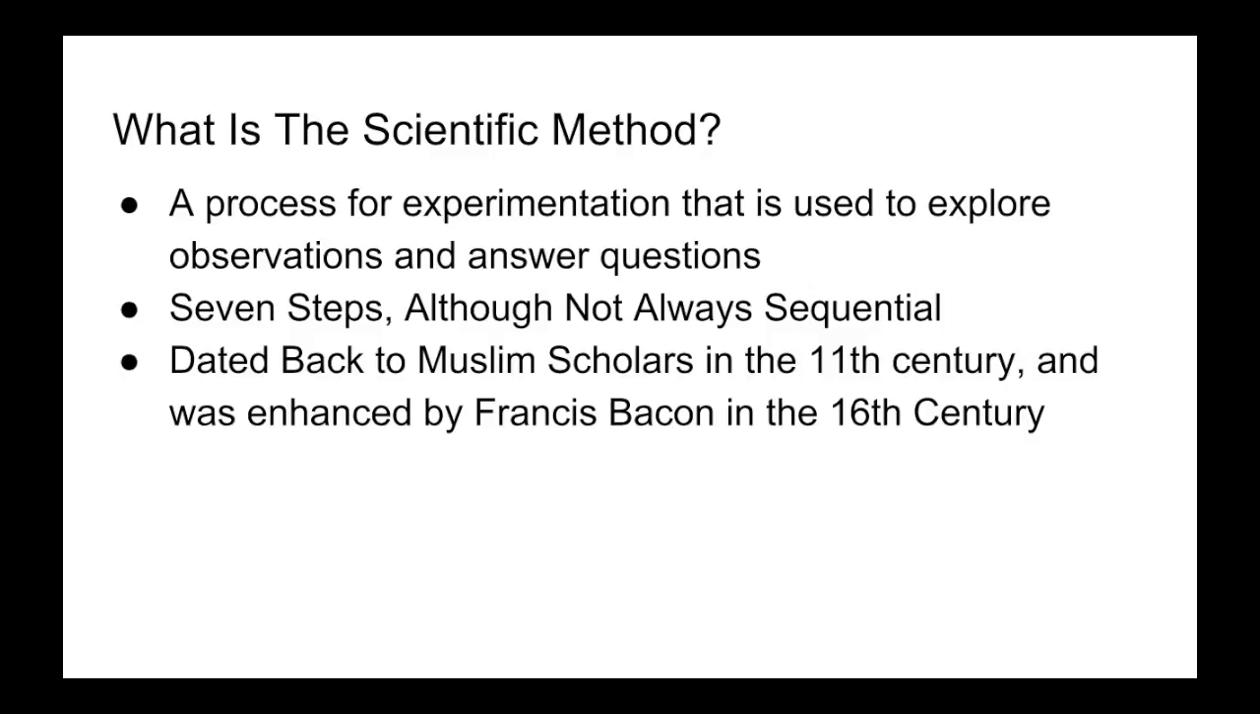So, what is a scientific method? The scientific method is a process for experimentation that is used to explore observations and answer questions. The scientific method is generally 7 steps, although sometimes you can have more or less than 7 steps, and it usually does not occur in order.